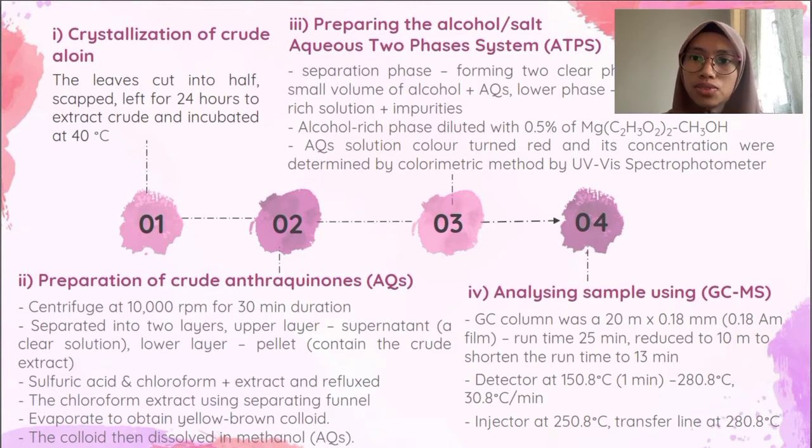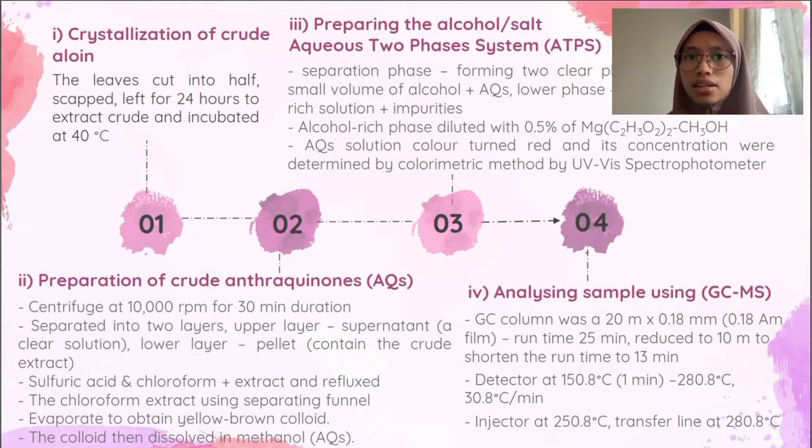Then the alcohol-rich phase was diluted with 0.5% magnesium acetate in methanol. The aqueous solution color then turned red, and its concentration was determined by the colorimetric method using a UV spectrophotometer. And lastly is analyzing the sample using GCMS, which is gas chromatography mass spectrometry. The GC column was 20 meters by 0.18 millimeters, and the run time was 25 minutes. Then it was reduced to a 10 meter column to shorten the run time.